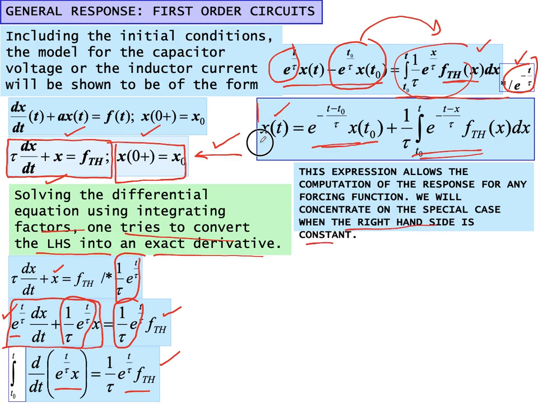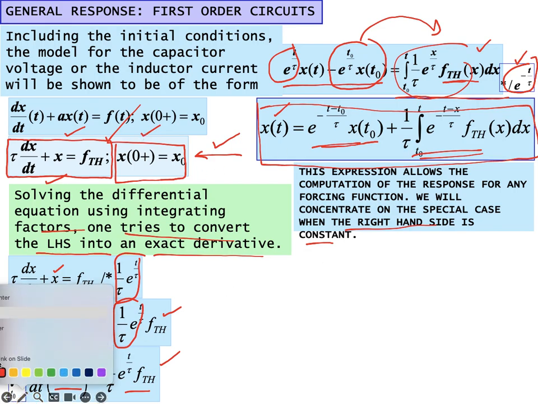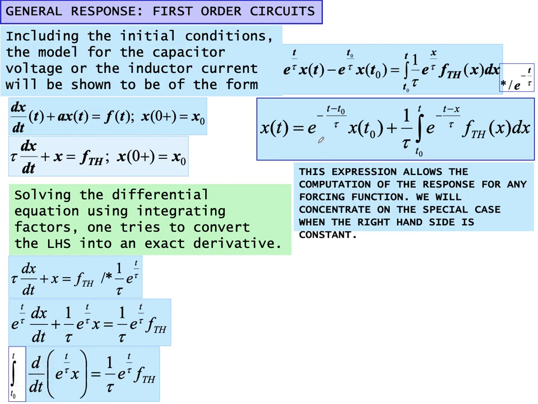So basically the expression that you have here is the solution of this differential equation. Whenever you want to find the solution x of t of that differential equation, you can find it by solving this equation. Since the forcing function in our case is not a function of time, we can take it out because it is a constant value.